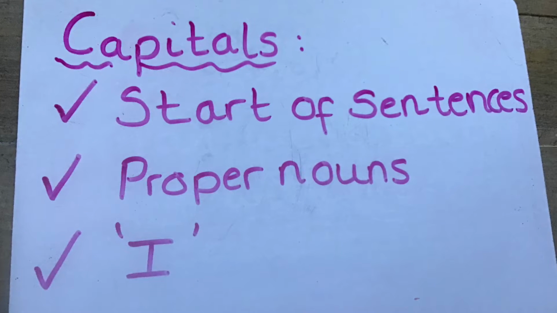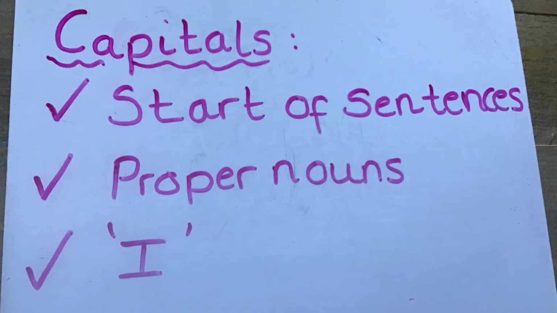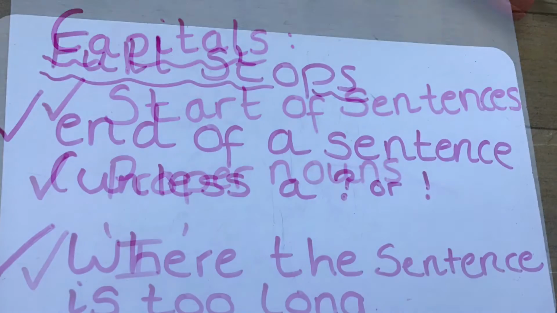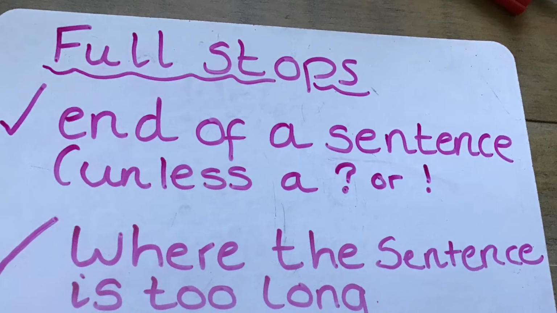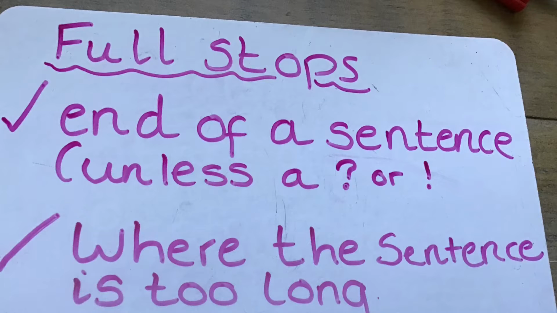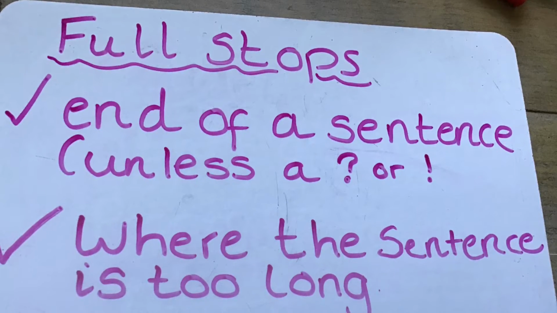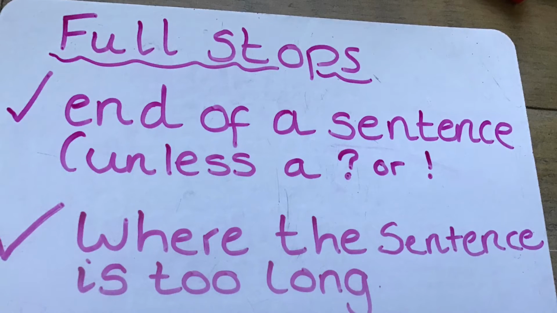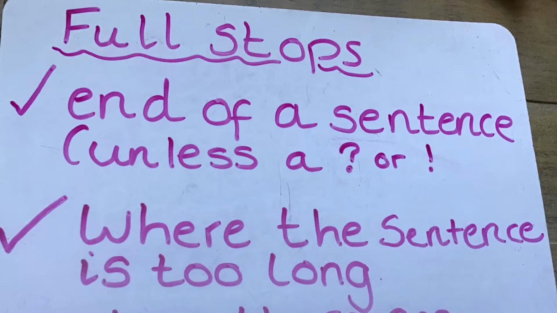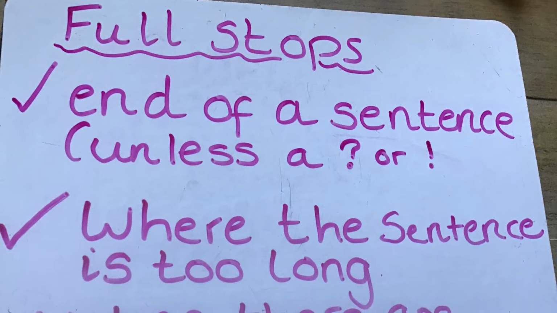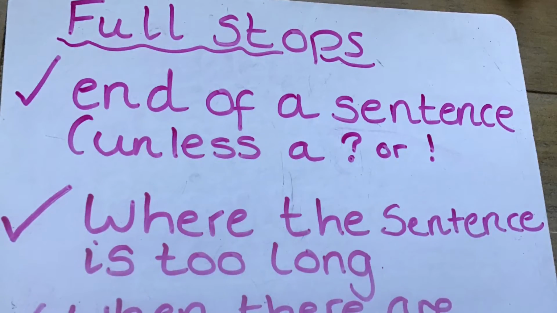So to recap, we must put capitals at the start of sentences, for proper nouns, and when we are using I. When using full stops, we should use them to end a sentence unless it's a question or a sentence that requires an exclamation mark. We need to use them where the sentence is too long, so figuring out where the appropriate time is to end a sentence and start a new one. And when there are already one or two connectives, that indicates a sentence is too long, so we need to make them into two sentences or more.